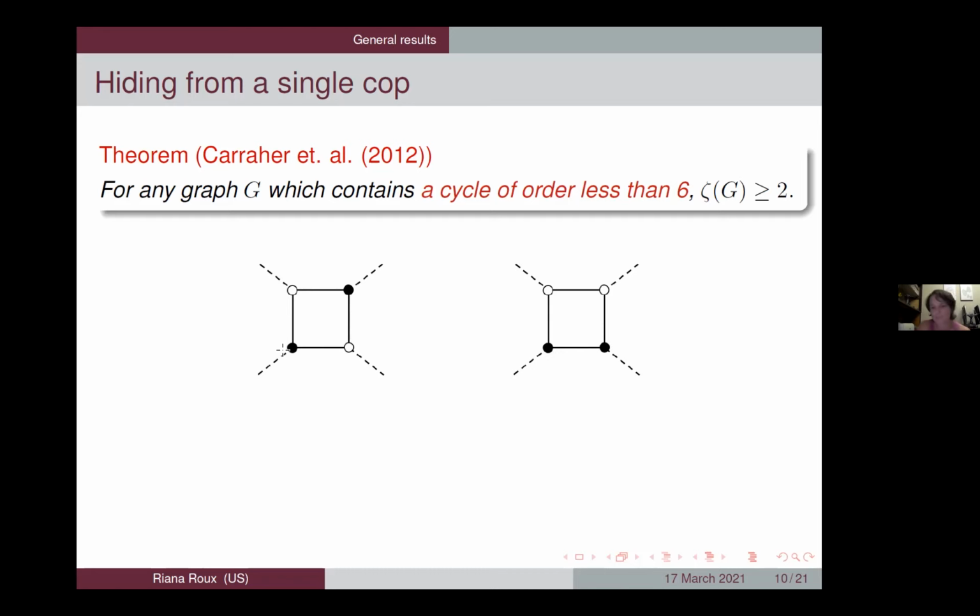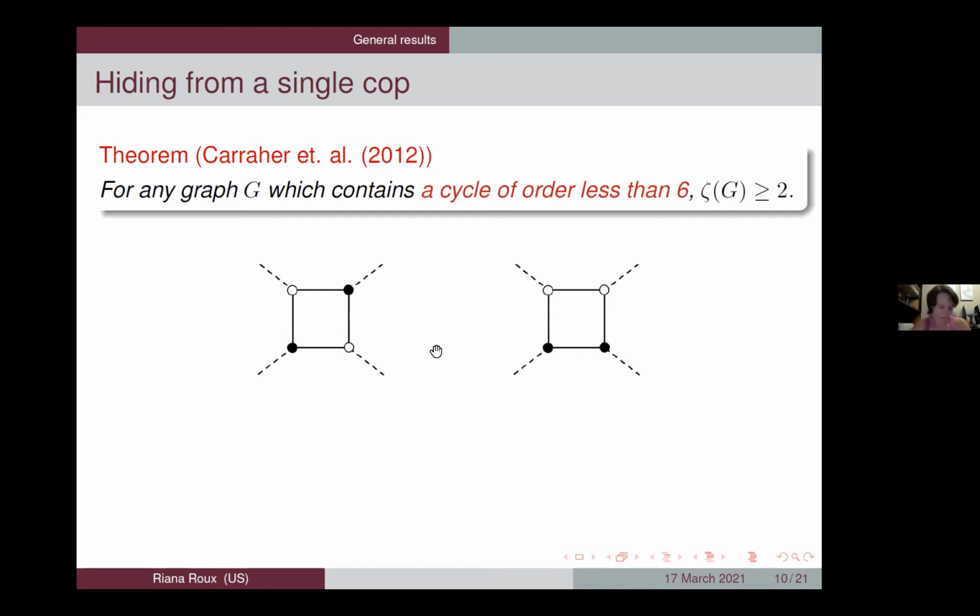And this goes for small cycles of order 3, 4, and 5. And in fact, for most 6-cycles as well. There's just a few 6-cycles for which it doesn't hold. So it's only for graphs of order 7 and more that we can consider when 1 cop is sufficient.